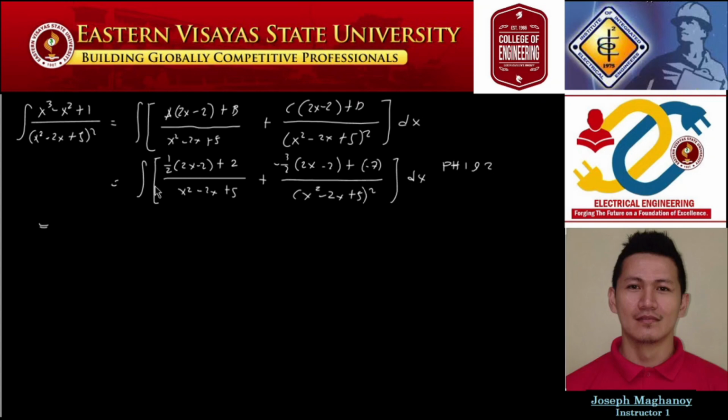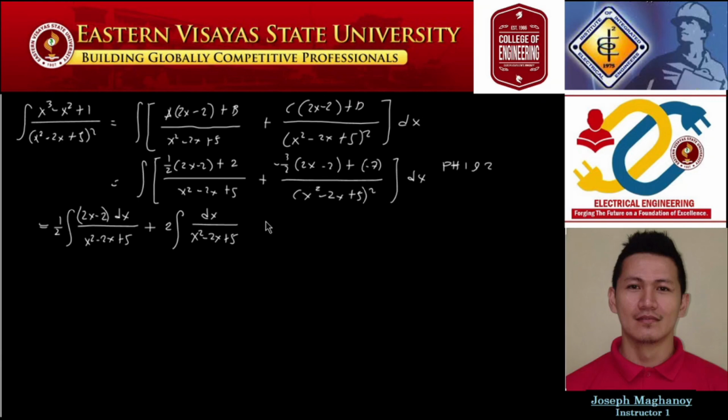So we'll start with this. 1/2, it's a real number constant. You carry it out. The integral of the remaining (2x minus 2) dx all over your repeated quadratic factor x squared minus 2x plus 5, plus your 2. You carry out 2 also, since it's a real number constant. The remaining is dx all over x squared minus 2x plus 5. You distribute the denominator to its numerator.